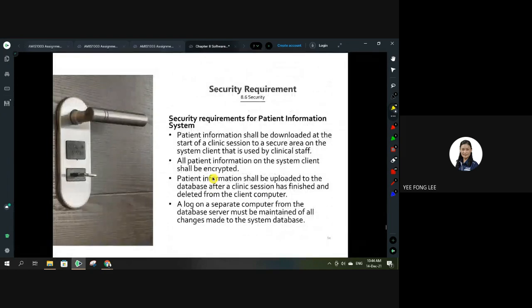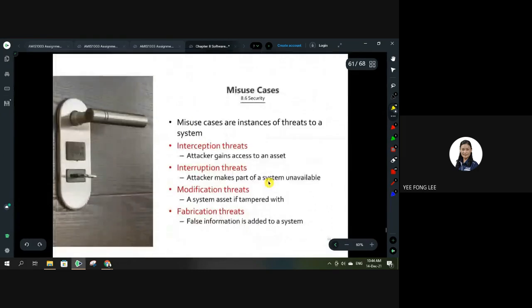This one is a case example for a patient information system. Please read through. This is the example for you. Misuse case. This is a scenario that represents malicious interaction with the system. Interception threat, interruption, modification, and also fabrication threats. The explanation here is straightforward. Please go through.